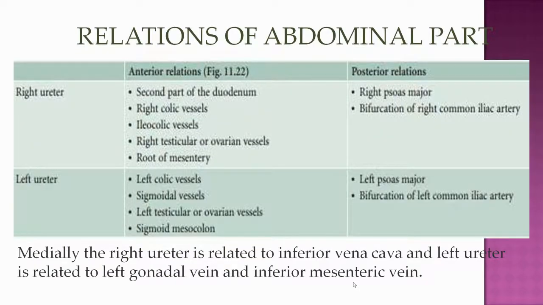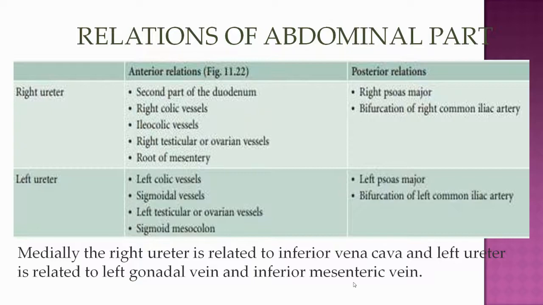Now we'll see the relations of the abdominal part. For the right ureter, the anterior relations will be the second part of the duodenum, the right colic vessels, ileocolic vessels, right testicular or ovarian vessels, and root of the mesentery. The posterior relations will be the right psoas major and bifurcation of the right common iliac artery. For the left ureter, we will see the left colic vessels, sigmoid vessels, left testicular or ovarian vessels, and sigmoid mesocolon, and the posterior relations of the left ureter will be the left psoas major and bifurcation of the left common iliac artery.